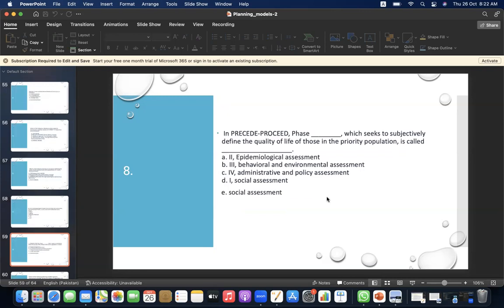Number 8, in PROCEED, the phase which seeks to subjectively define the quality of life of those in the priority population is called what? 2, epidemiological assessment, 3, behavioral and environmental assessment, 4, administrative and policy assessment, 1, social assessment, or E, the social assessment. It's A. That is D.